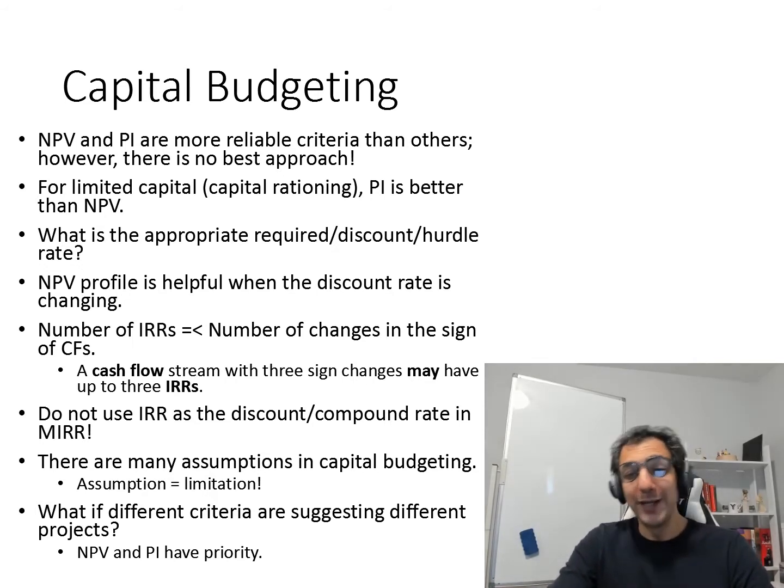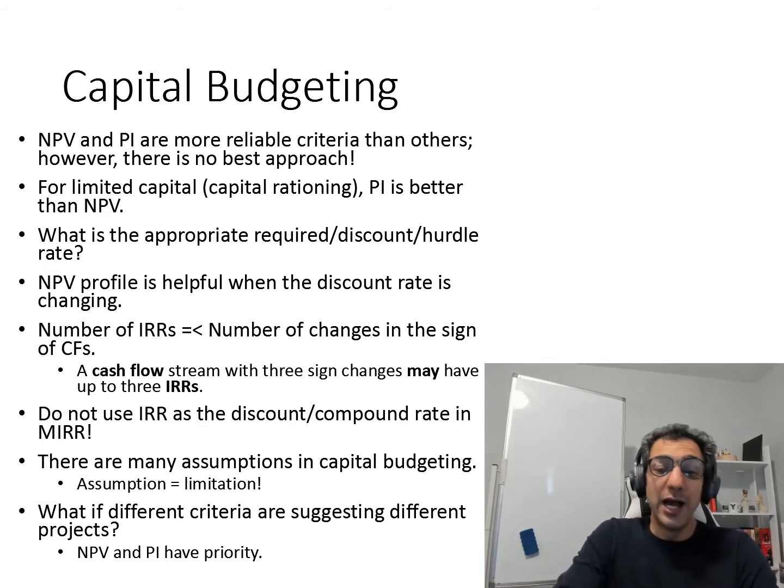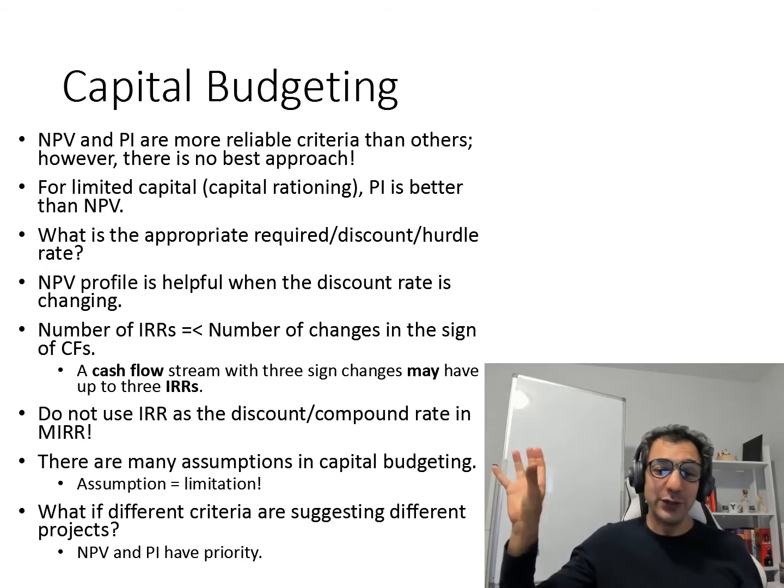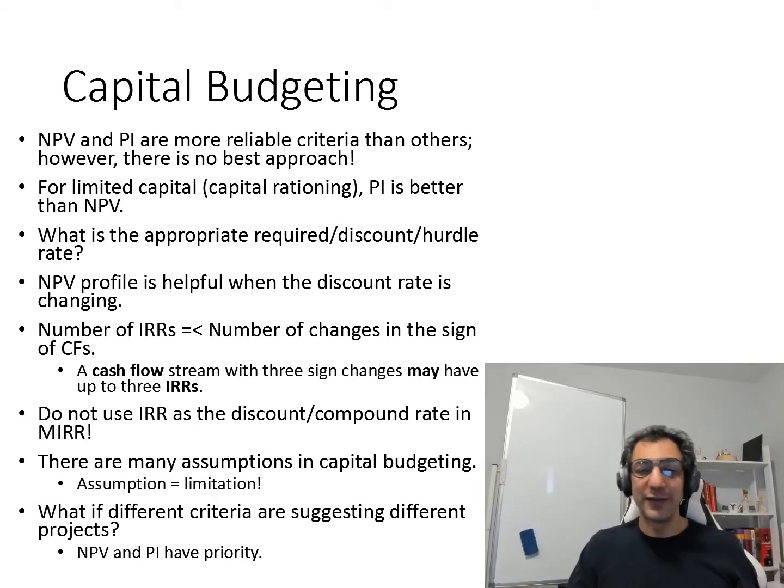We also talk about a modified version of internal rate of return, which we called MIRR. We calculated the future value of cash inflows and the present value of cash outflows. When you calculate the present value, we are talking about discounting, and when you calculate future value, we're talking about compounding. Remember, for discounting and compounding, we are not using the IRR. We are using the required rate, or the rate which is asked by investors. So be careful with that.